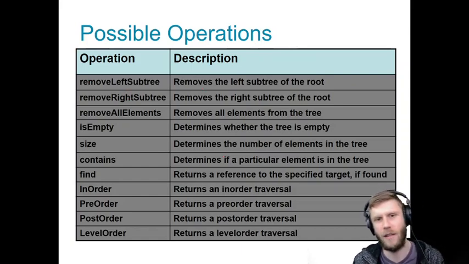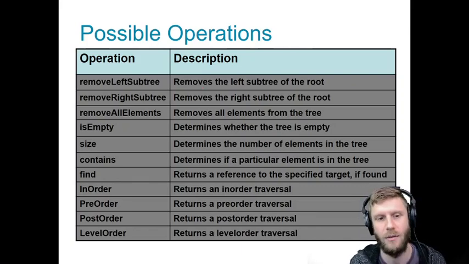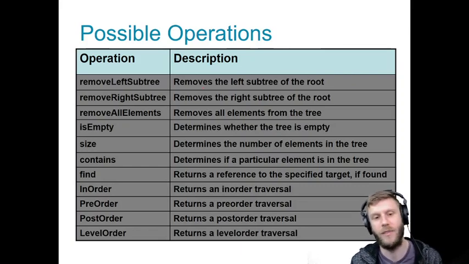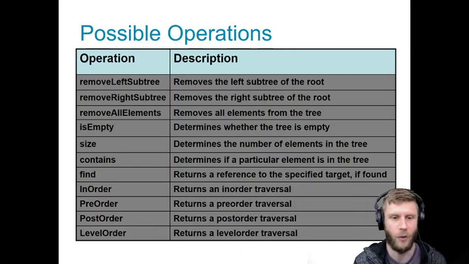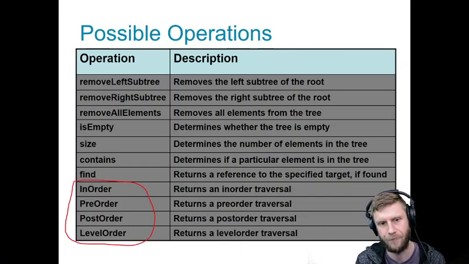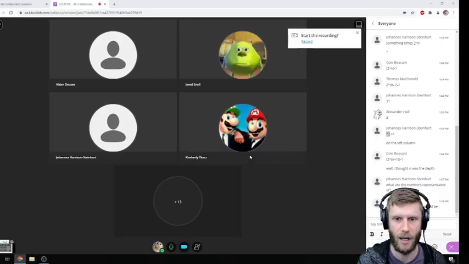For simplicity, we have our remove left subtree, remove right subtree, remove all elements. We can check, is it empty? What's the size? We can see if the tree contains a particular element. We might be able to do a find. So contains will be the Boolean version of find, where find actually returns a pointer to it. And then we could have our different traversals like in order, pre-order, and post-order. But I think this is where I'm going to call it for today, because on Friday, we'll be able to go into the details about how we might actually want to implement these things.